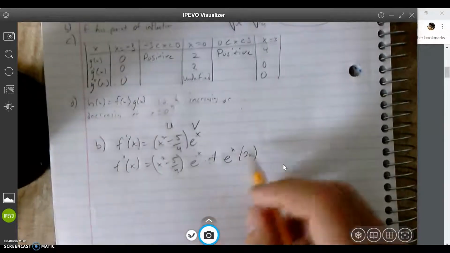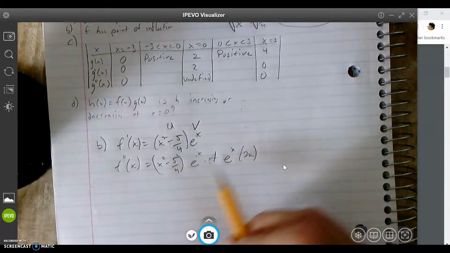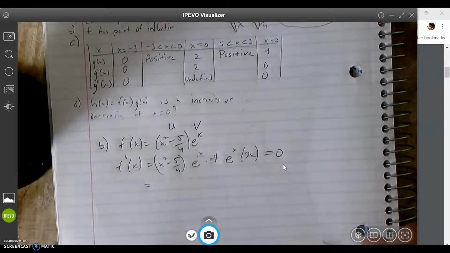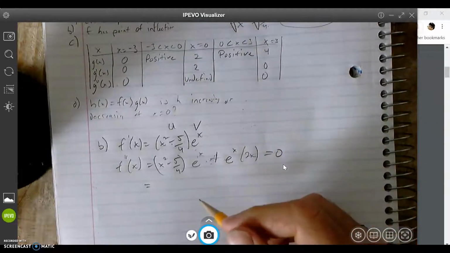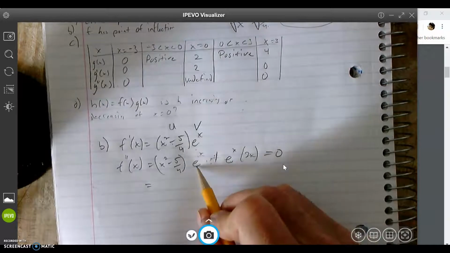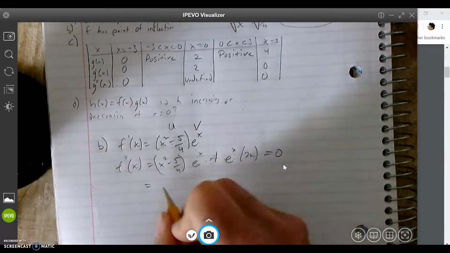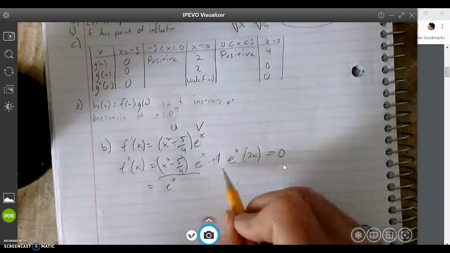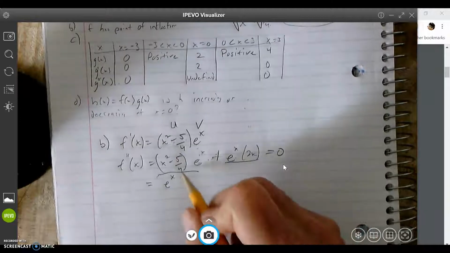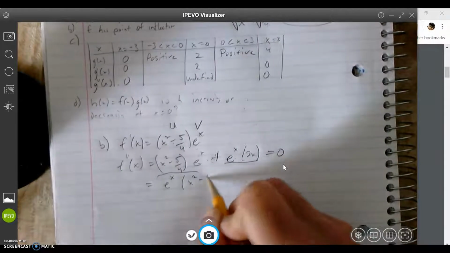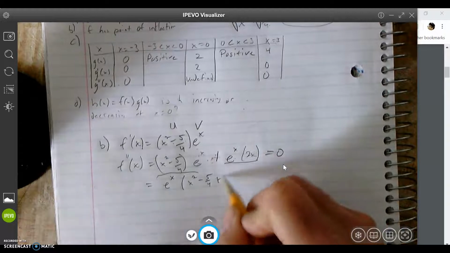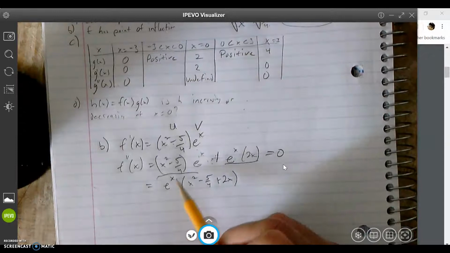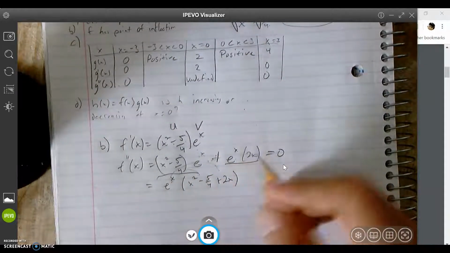Cool. All right. So what do we have here? What can we do? This is kind of tricky because I guess we set this equal to 0, since that's how we define the inflection points. So I could do a sign chart with this just like I did for part A. So I'm looking at this and I see that both of these have an e to the x. So I'm going to take an e to the x out because this term and this term both have an e to the x. So what am I left with? I got x squared minus 5 over 4 plus 2x. Because if I distribute, I get the same thing back, right?